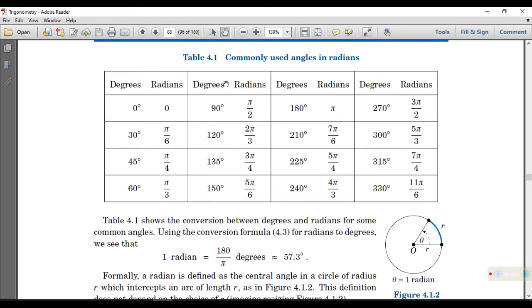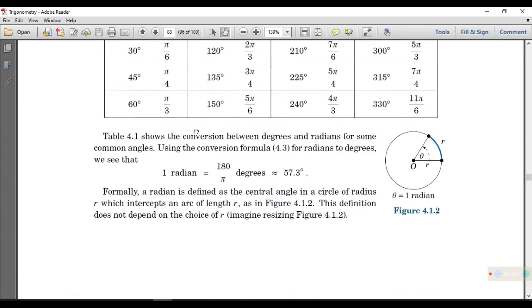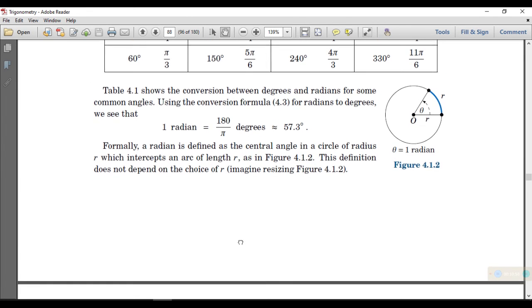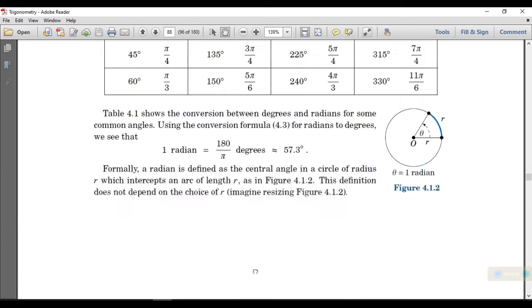So, these are the commonly used angles in radians. Kaparehas ng mga ginagamit din natin na angles for the degrees. So, common degrees natin are 0, 30, 45, 60. We have in radians 0, pi over 6, pi over 4, pi over 3, and so on so forth. So, given na siya dito sa table na to. Ito yung mga special angles natin. So, we are now going to skip some of the parts here.